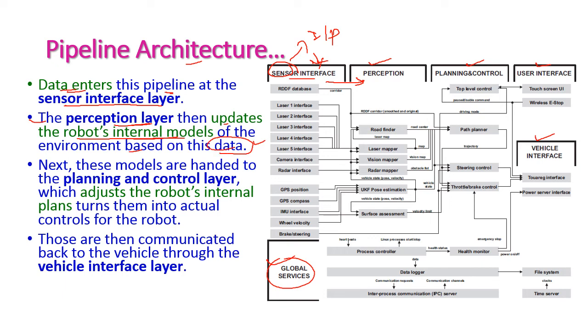Okay, again this data will be given to the planning and control layer, isn't it? So here it will adjust the robot's internal plans. The planning layer will adjust the robot's internal plans and turn that plan into actual control for the robot, right? So this is the planning and control interface layer. And next, all those things will be communicated to the vehicle interface layer. Vehicle interface layer is here.